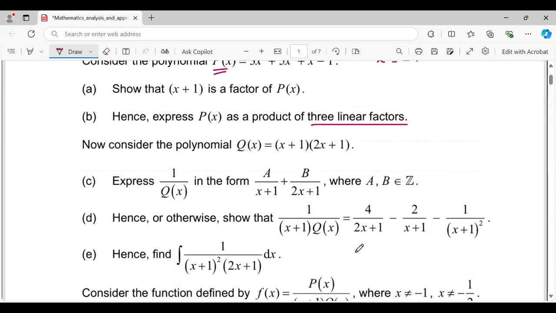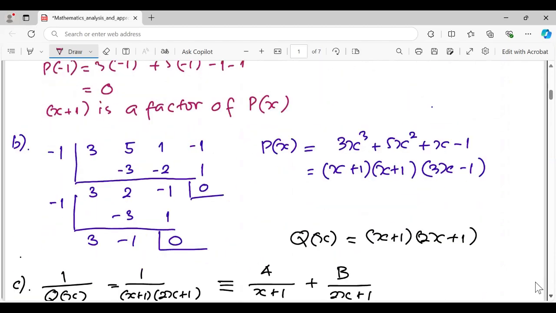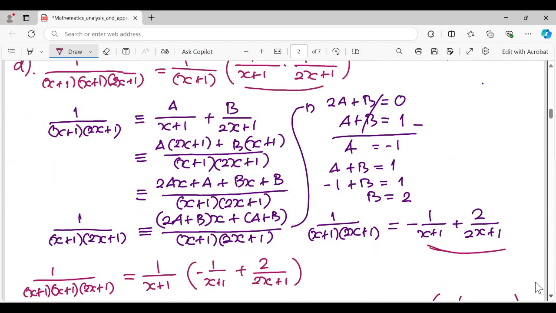Next, D already. Hence, find the integral of 1 over x squared times x plus 1 squared, okay, times 2x plus 1.